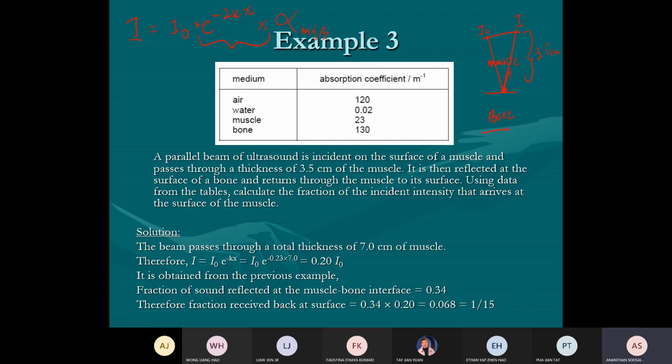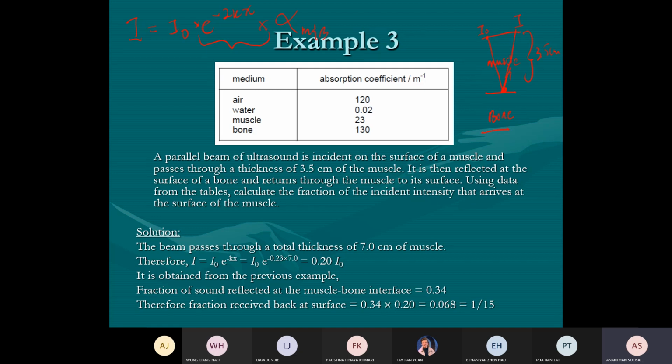Now check. I bring over to the other side, so it's I over I naught, that's the fraction we want. So I over I naught is E negative 2kx times alpha. E negative 2kx, how much? Here it's part by part. E negative kx, and the value of k is 0.23.